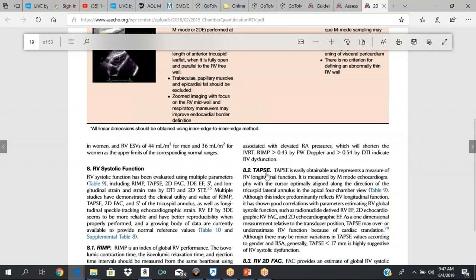So let's look at TAPSE now. TAPSE is easily obtainable and represents a measure of RV longitudinal function. So remember, when we do TAPSE, we're looking at how much the RV, the tricuspid valve plane, moves up and down, okay?